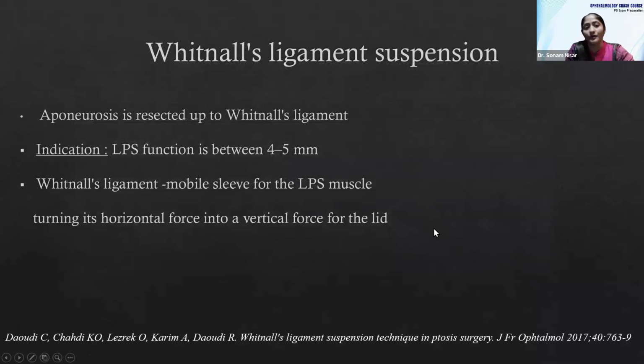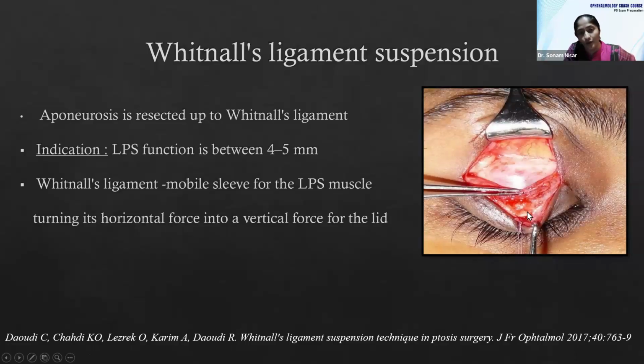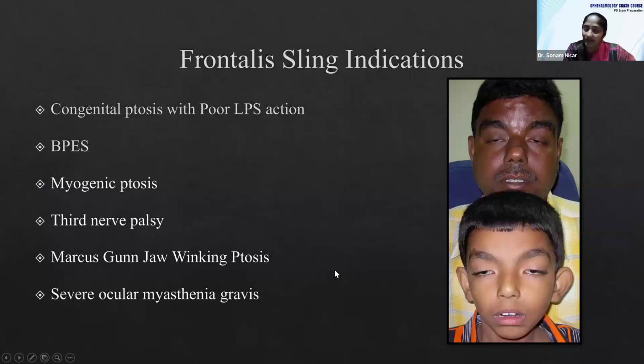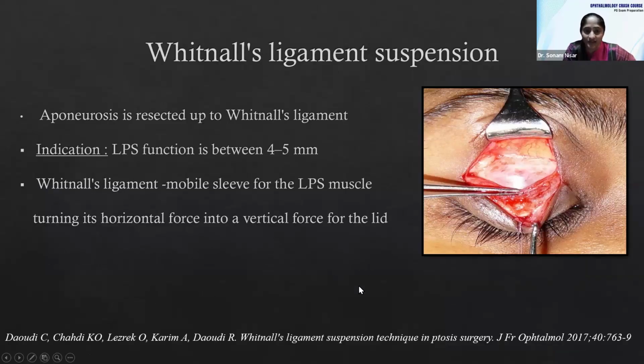Whitnall suspension is also another surgery that you do when the levator function is between 4 to 5 millimeters. It's almost similar to LPS plication, but you go all the way up till the Whitnall's. If you see the shiny structure, that is your LPS, and you see this white line right on the top at the superior orbital limb, that is your Whitnall's ligament. So this can come down later. There's a high chance of recurrence because the sling can become loose eventually. So a lot of us do not prefer this, but a lot of people will ask you this question in exams.